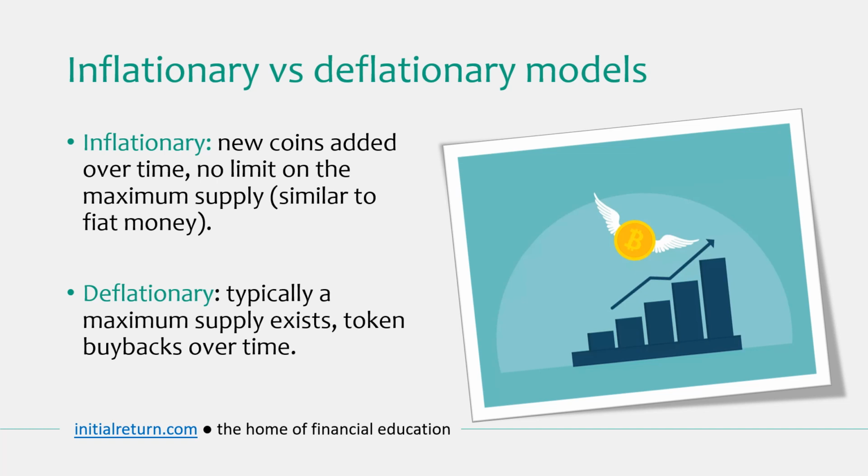So in this case, you start with typically a maximum supply of the coin, and over time you reduce the supply through token buybacks, and then you can actually destroy those tokens. And of course, as the supply of the tokens goes down, their value is expected to grow, right? Because they become more scarce over time.